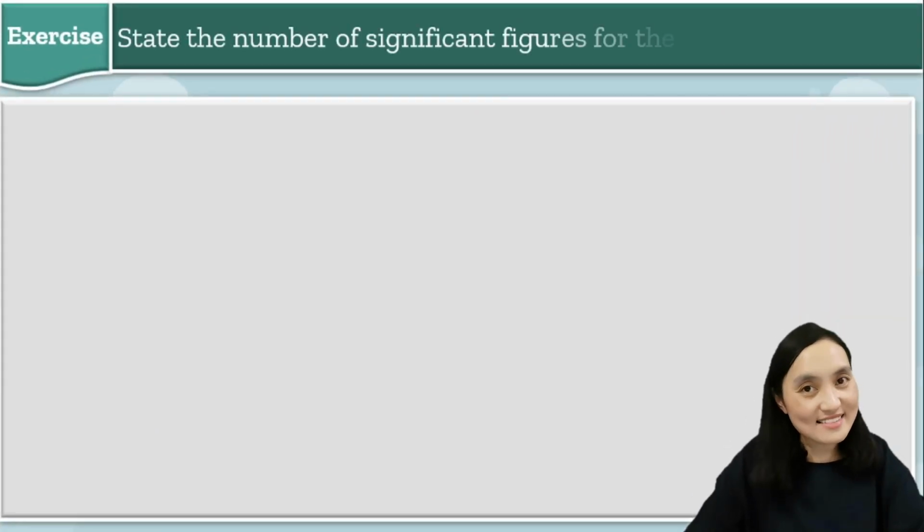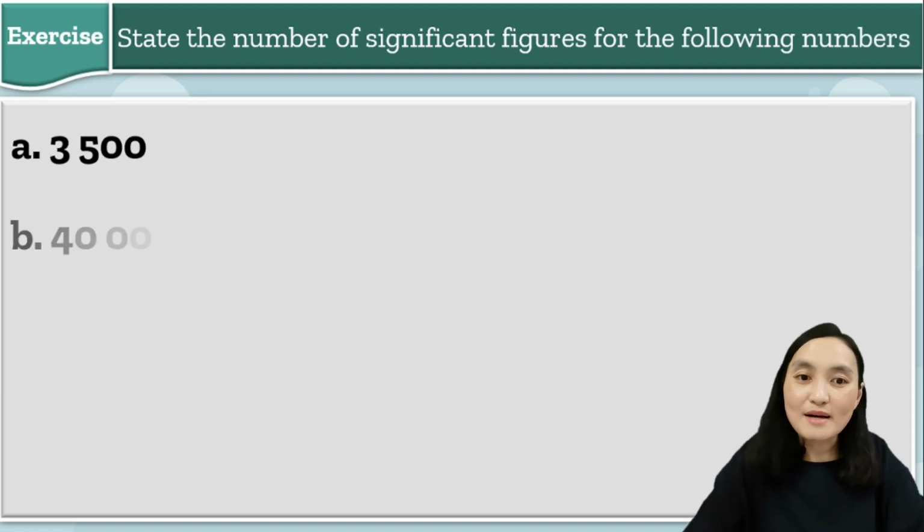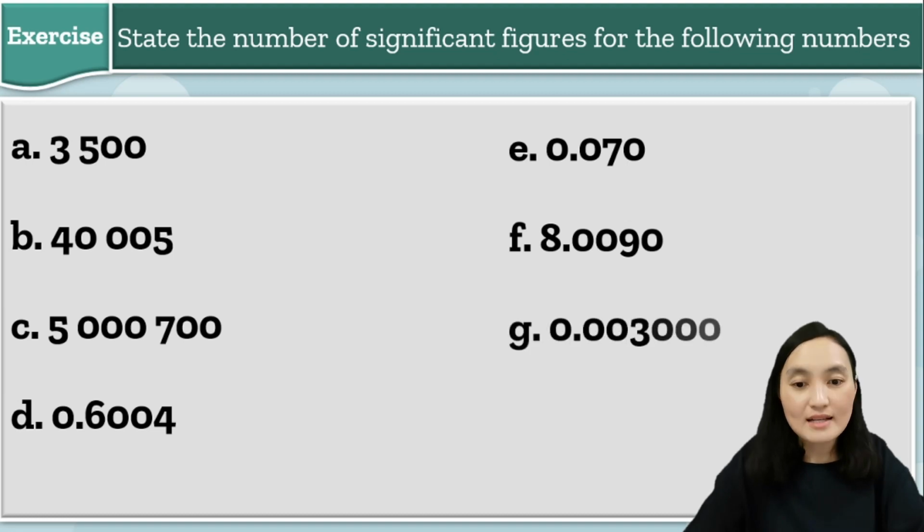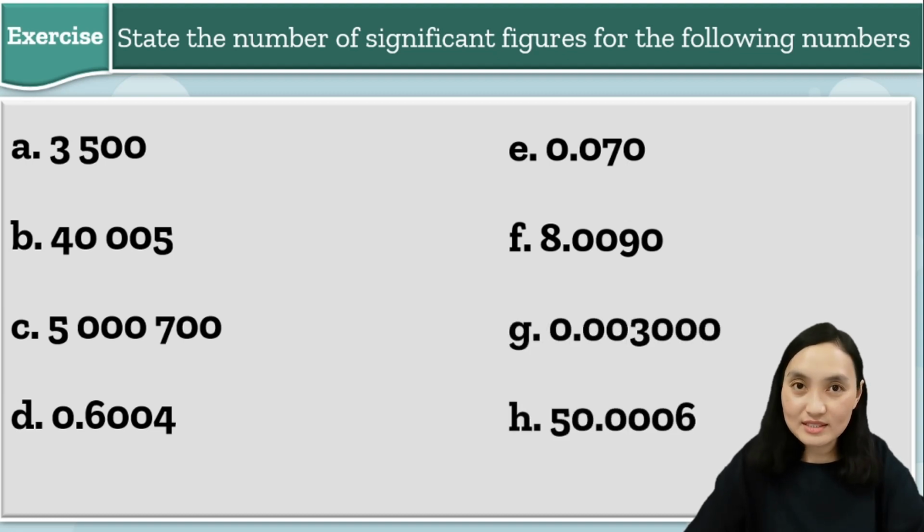Now, let's look at the exercise. State the number of significant figures for the following numbers. There are 8 questions here. Teacher hopes you can pause this video and try all the 8 questions. Then only you check the answer. You can pause for a while from A until H. After you finish, then only you continue this video to check your answers, yeah?